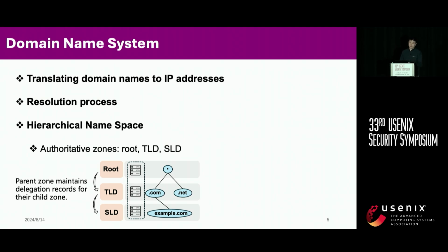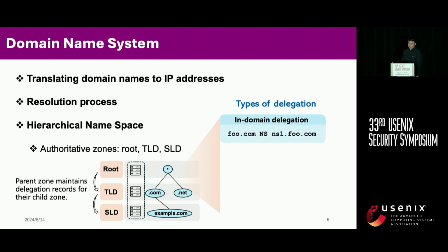This is enabled through some data called delegation records, stored in the parent zone, with information about their direct child domains. For example, the top-level domain .com will need to store some information for the second-level domain, like example.com's authoritative servers. Depending on the relationship of child domains and their authoritative servers, there are three formats of delegation data.